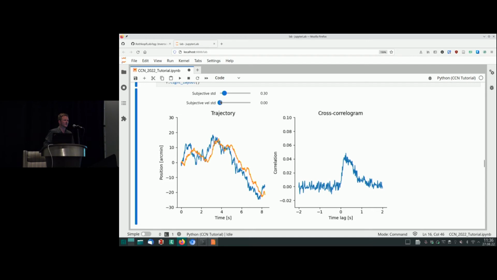So what about this subjective velocity standard deviation parameter? Well, if we increase this, we can get something where the agent thinks that the target has some velocity, and this leads them to overshoot the target a bit, as you can see here, and then they have to correct for that. And this can lead to these negative dips in these cross-correlograms. So you can get different behaviors just by assuming that the agent has a different generative model from the one that we put into the experiment.